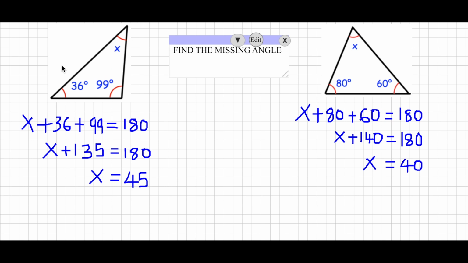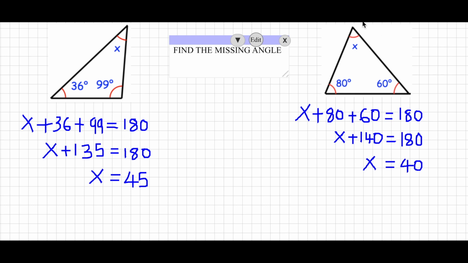So this triangle on the left side here, if you add 36 plus 99 plus x, you can set that sum equal to 180. When you add 99 and 36, you get 135. And then when you subtract that number from 180, x is 45 degrees. It's a pretty easy, straightforward equation to solve.